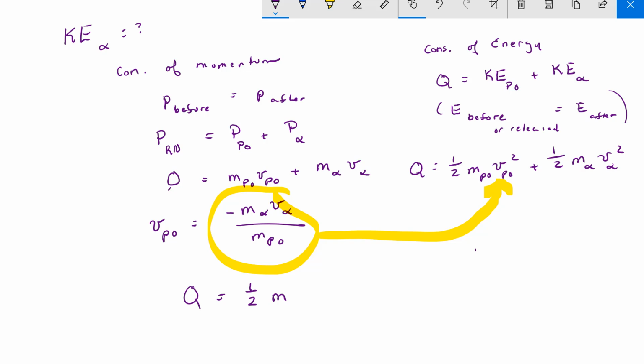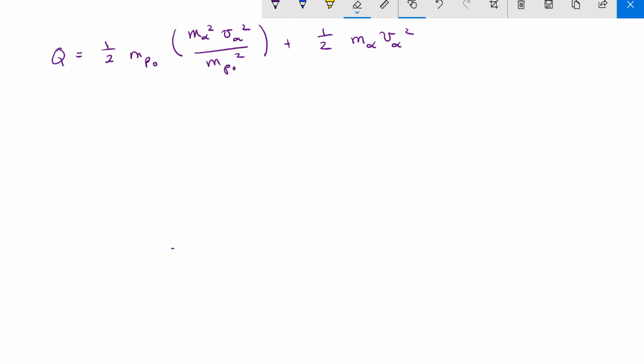Q equals 1/2 MPO times the quantity M alpha V alpha over MPO, and that's a negative number, squared, so the negative is going to disappear, plus 1/2 M alpha V alpha squared. So I've just substituted in. A lot of variables, but it's just simple substitution. I've rewritten it up at the top, and now we're going to do some more stuff.